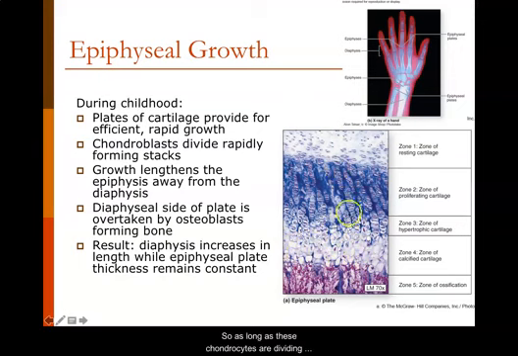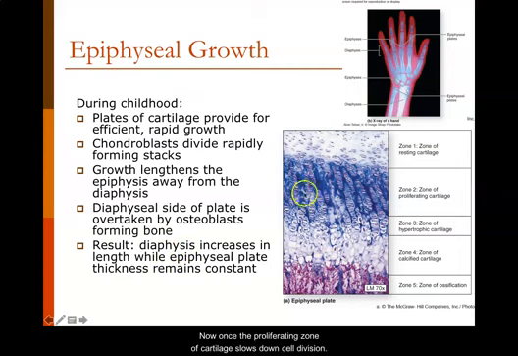So as long as these chondrocytes are dividing, then we're going to see that the diaphysis is going to get longer and longer, and the epiphysis just gets pushed up further and further. And that happens at both the proximal epiphysis, and then if you flip this, it would also happen at the distal epiphysis. So this is how our diaphysis ends up getting longer. We get increase in length of the diaphysis from both ends through this epiphyseal growth.